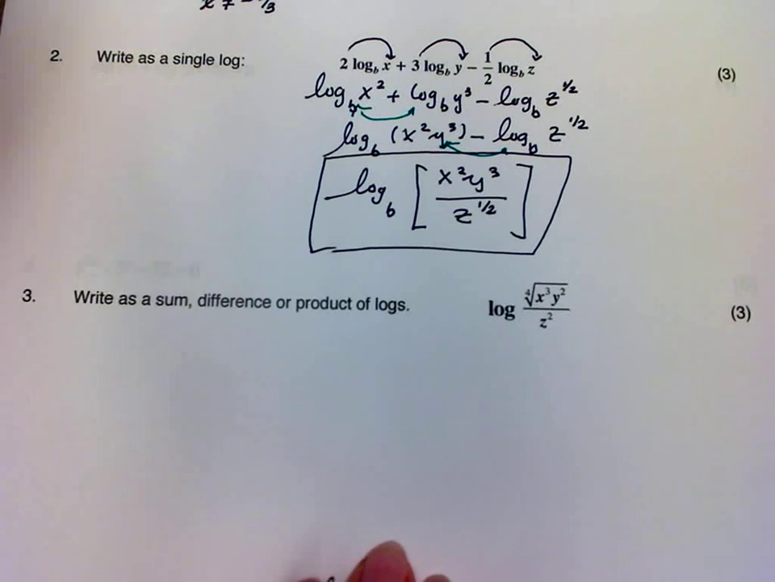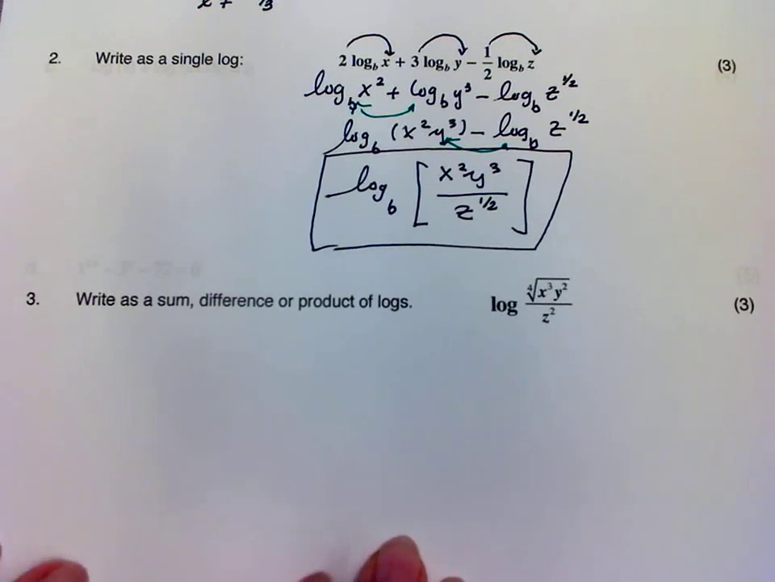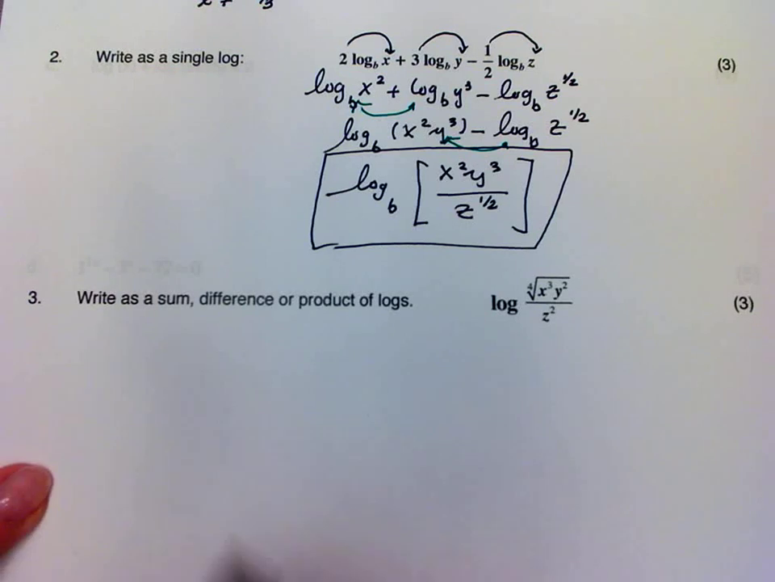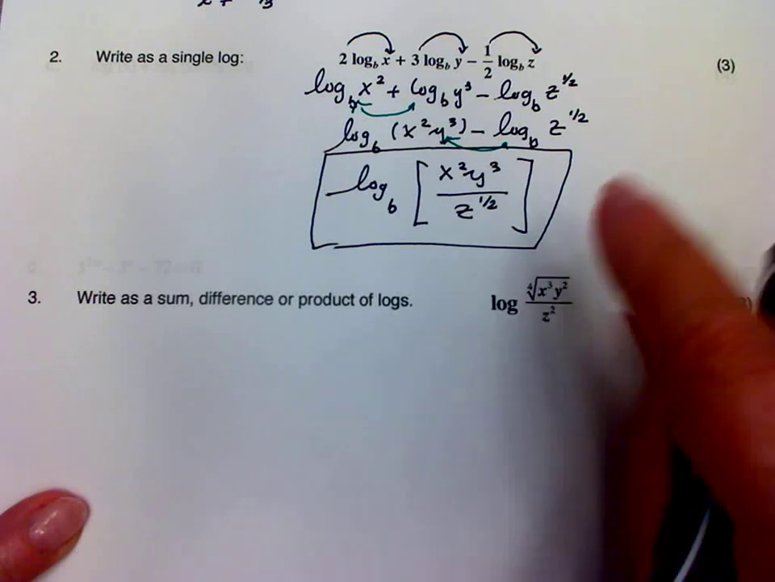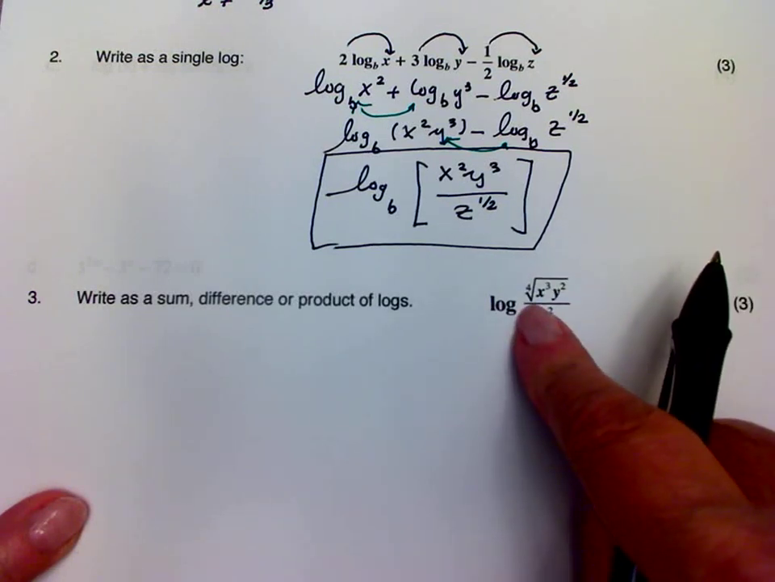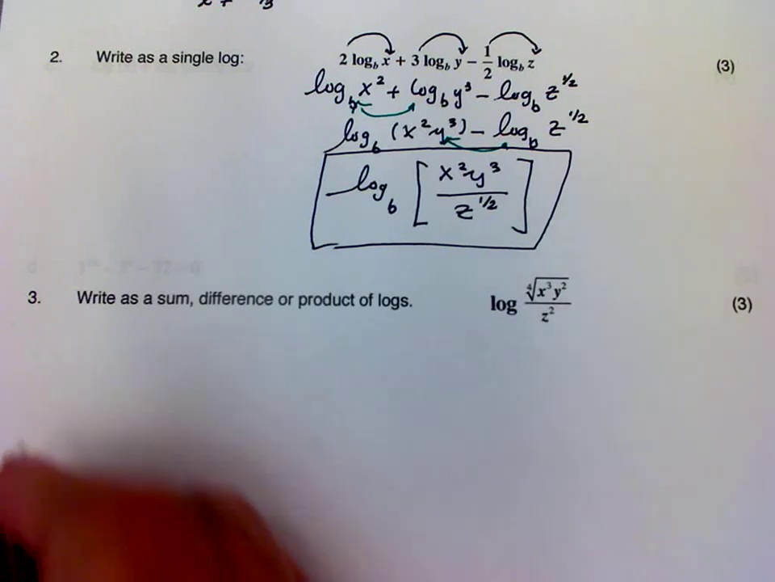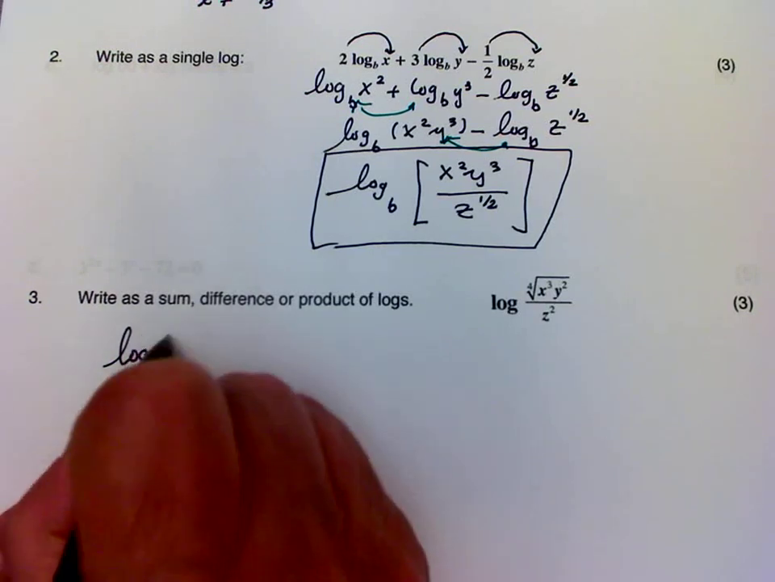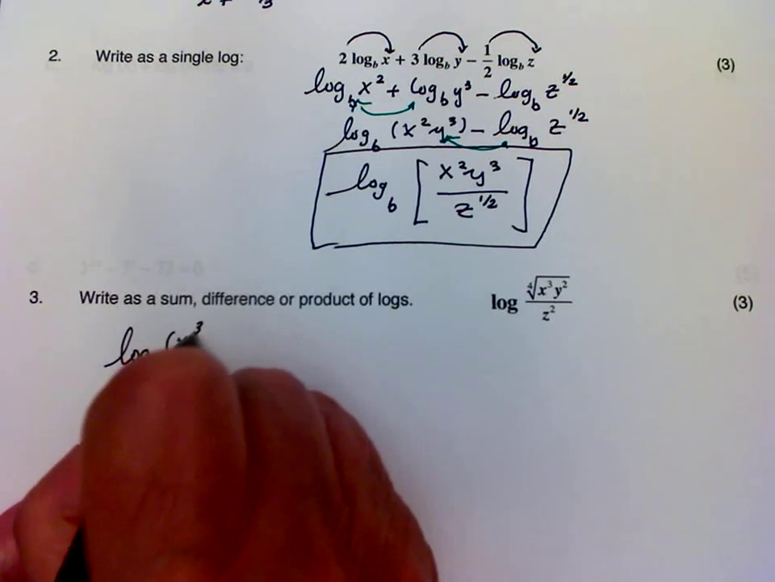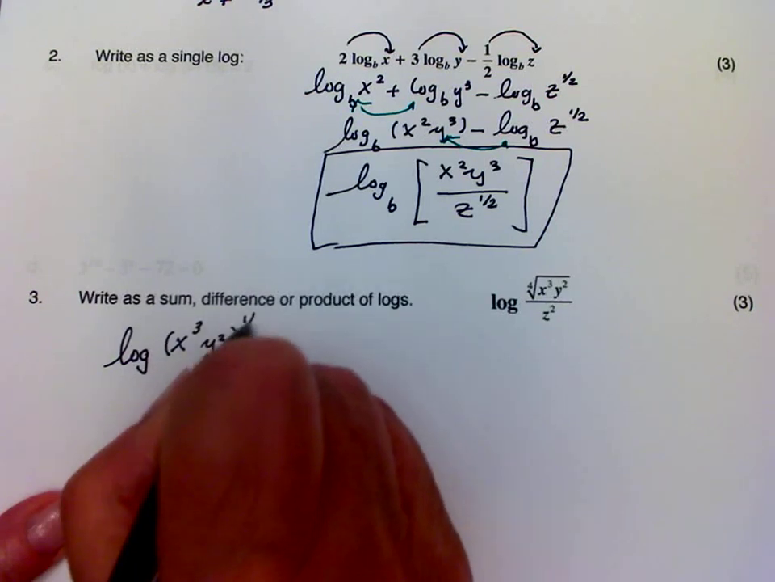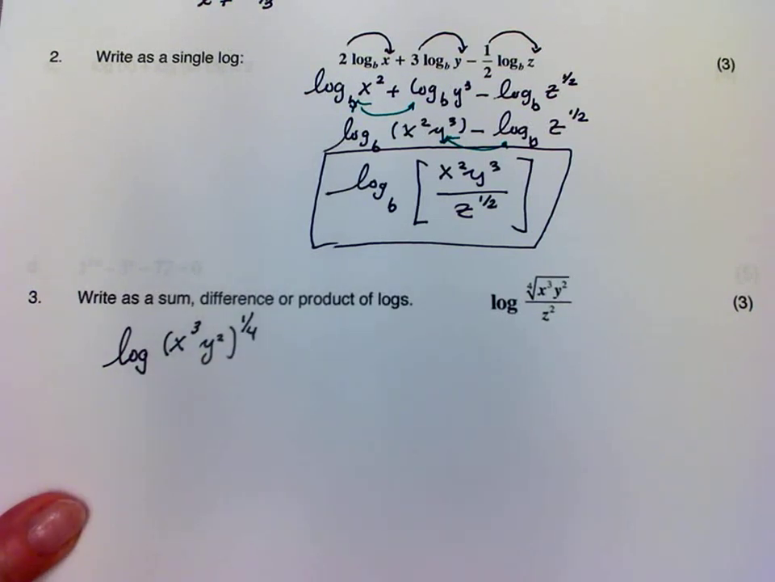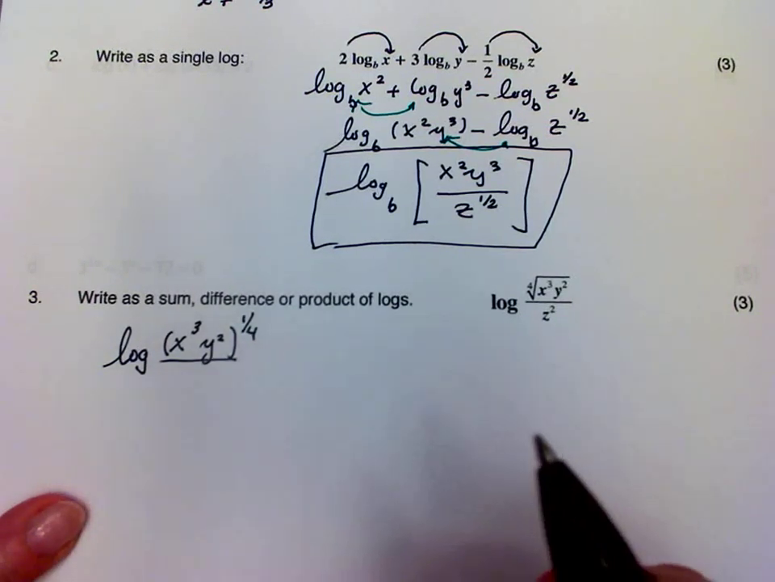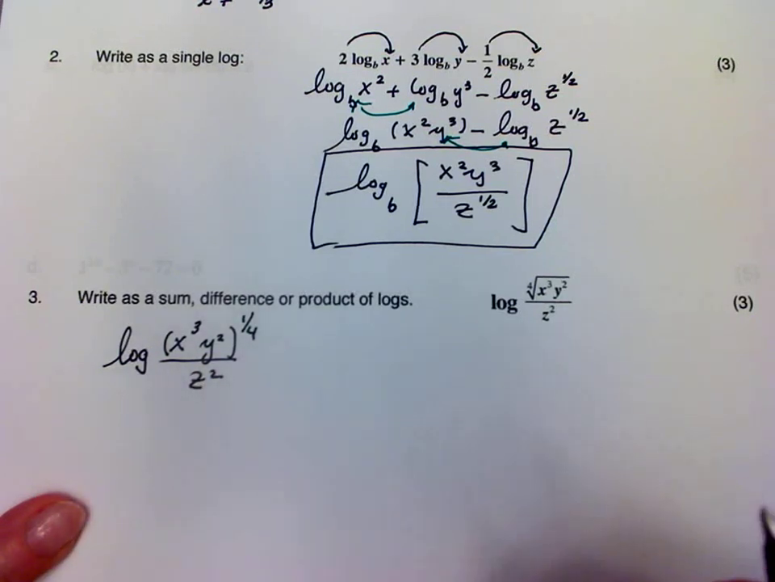Now on this problem, you're going to do the exact opposite, and you're going to break it apart. Well, if I look at that numerator, that's the fourth root. Fourth root is going to be that whole thing to the 1/4 power. So I'm going to first rewrite this as the log of (x cubed y squared) to the 1/4 power, which is what fourth root is. And then that's going to be all over z squared.